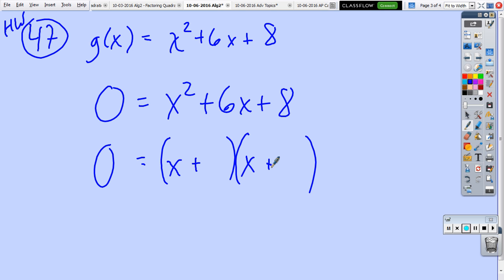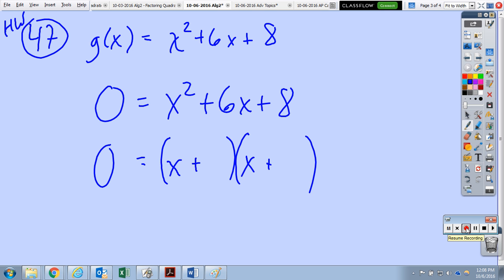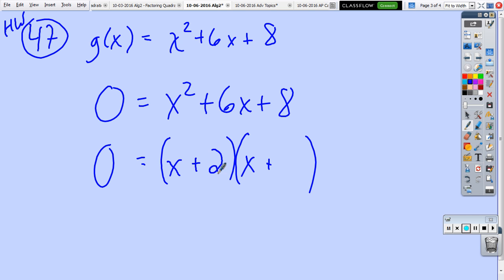Wait, hold on. So back to this. So we're saying here, plus plus, even if these end up being negative values, that's fine: x plus, x plus. Okay. So what are these going to be? 2 and 4, good, right? Because 2 plus 4 is 6, but 2 times 4 is 8, so it works out.